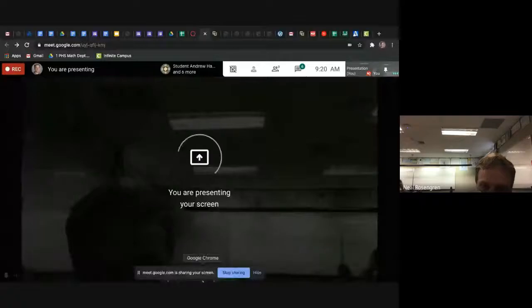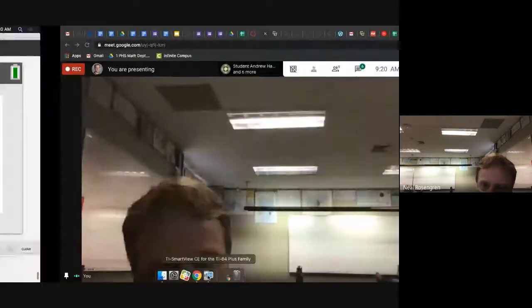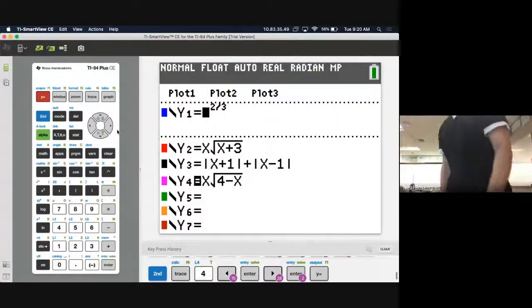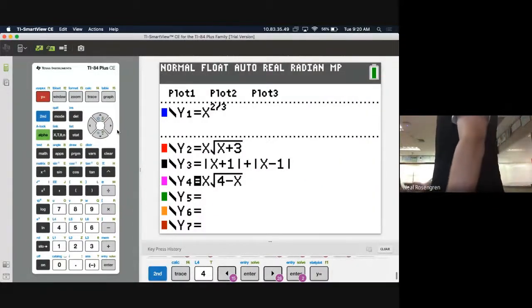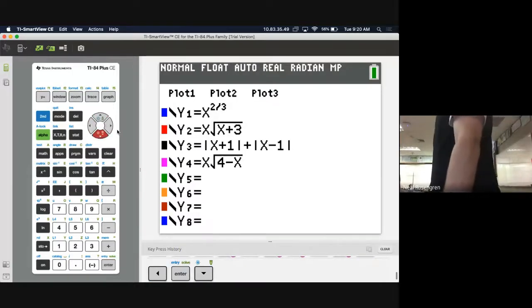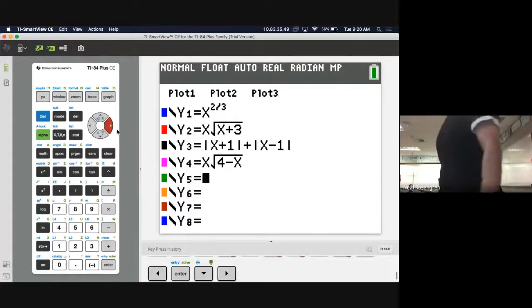Now, if you don't have a graphing calculator, it puts you at a little bit of a disadvantage. Now, I have to do this lesson again during fourth. I'm not going to retype all that. I'm just going to go to Y5 and type it in.